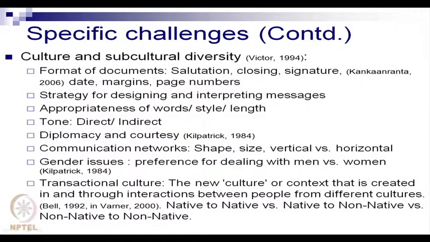My God, huge, huge challenge. It starts with formatting of documents: salutation, closing, signatures, date, margins, page numbers. What do you put, where do you put it, how do you address people, where do you start? Because when you're talking to people, you can hear others.